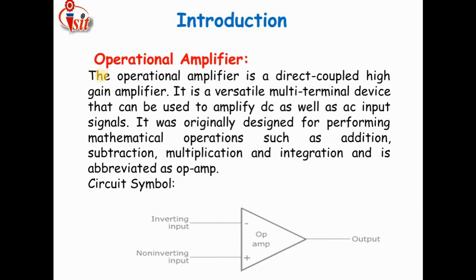This is the circuit symbol of the operational amplifier. It shows the inverting terminal input, the non-inverting terminal input, and the output. The inverting terminal input is given to pin number 2 of the op-amp. The non-inverting input is given to the positive terminal of the op-amp, and pin number 6 is the output of the op-amp. This is a short introduction to the circuit symbol. The detailed structure we have already seen in lecture number 1.